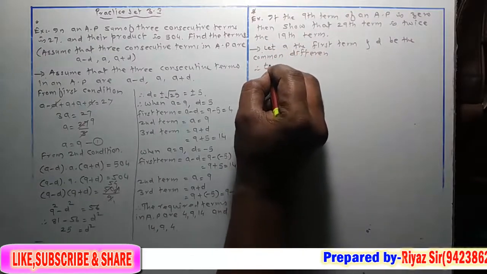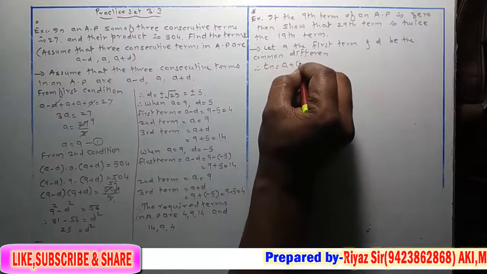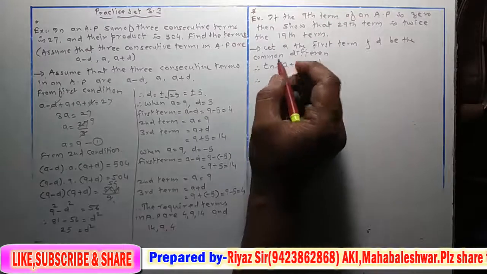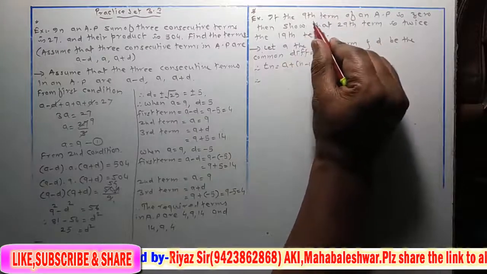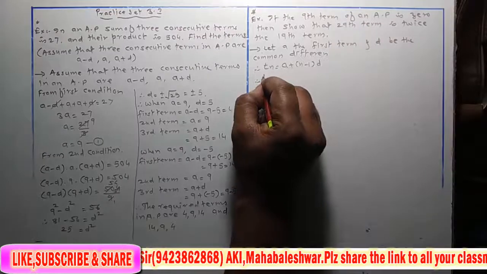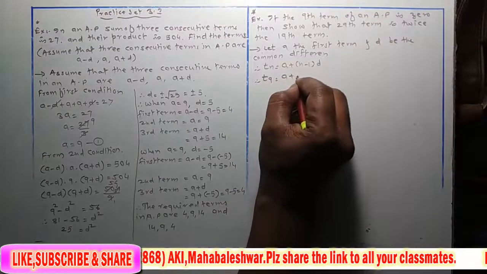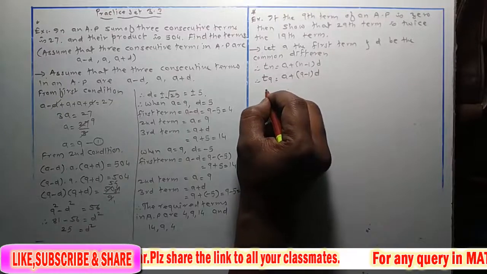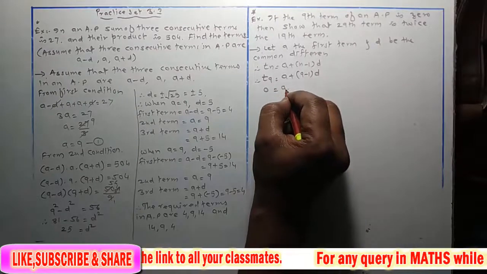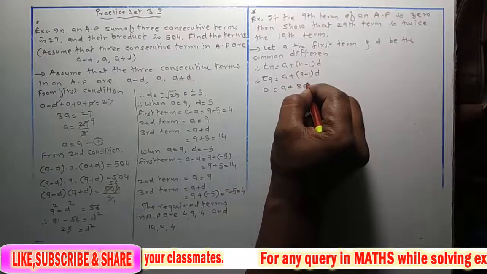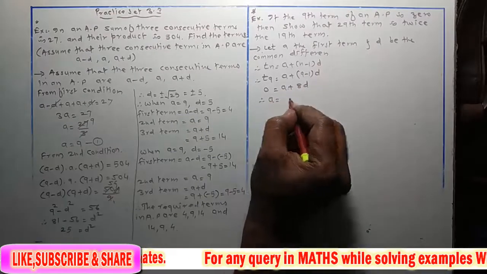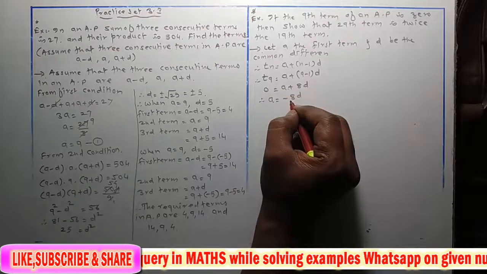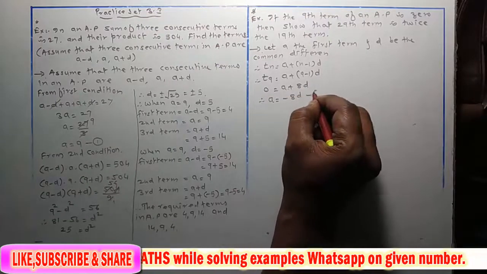Therefore Tn is equal to a plus n minus 1 into d, and therefore ninth term is 0, that is given. If the ninth term of an AP is 0, so we put T9 is equal to a plus 9 minus 1 into d. T9 ninth term is 0, so we put T9 is equal to 0, so you will get a plus 9 minus 1, that is 8d, and therefore you will get a is equal to minus 8d. Take this 8d on right hand side, it will be minus 8d. This is equation number 1.